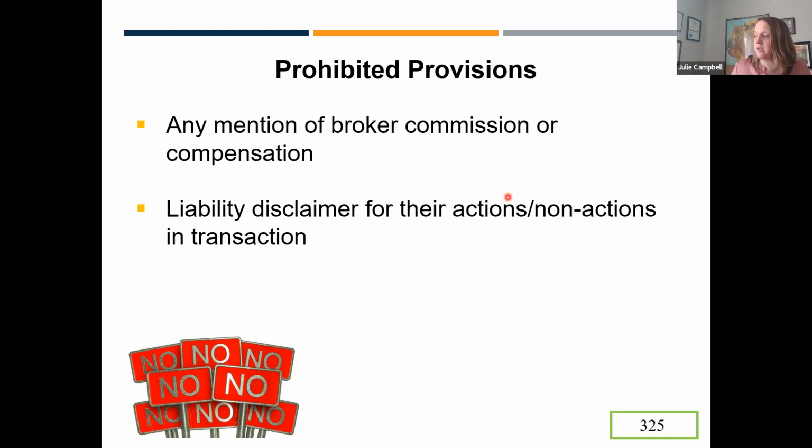So again, the big picture says I don't belong in the contract. Specifically, the Real Estate Commission says no mention of our commission or any liability disclaimer for my actions or non-actions. I suggested they get a survey does not belong in the offer to purchase and contract.